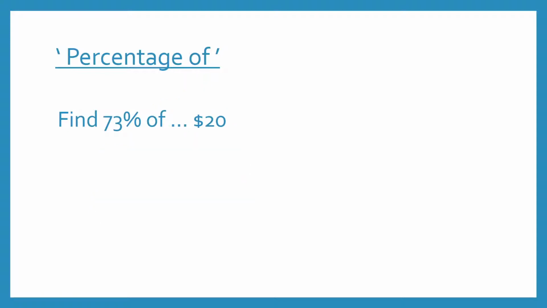So we'll do another one, 73% of $20. So you go 73% of $20. So this time, I think our fraction of 73 over 100 is a bit more confusing or less useful than our decimal, 0.73 times 20. So now we just solve this like we would a usual multiplication. So we'll go up here.